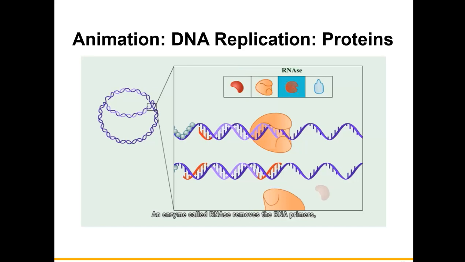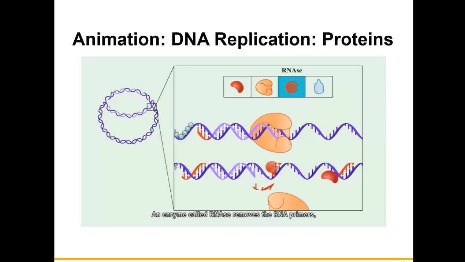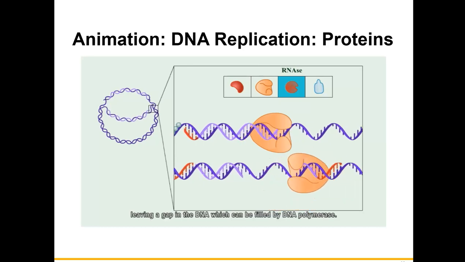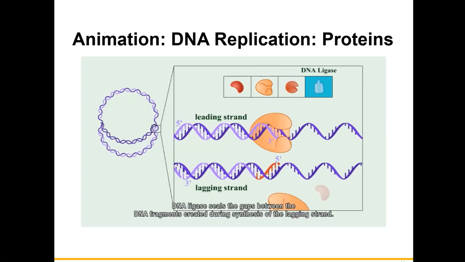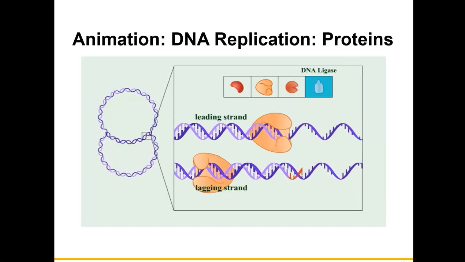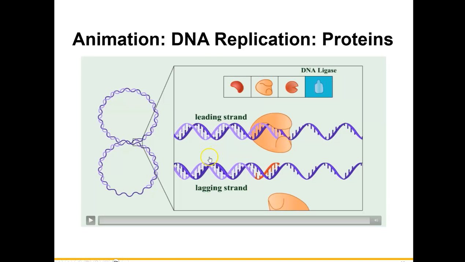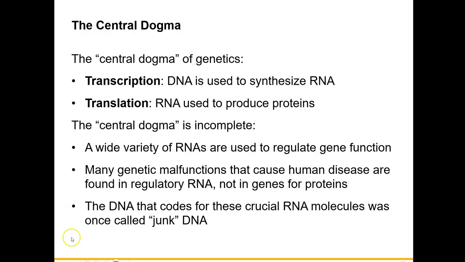An enzyme called RNase removes the RNA primers, leaving a gap in the DNA which can be filled by DNA polymerase. DNA ligase seals the gaps between the DNA fragments created during synthesis of the lagging strand. Okay, so that's showing the leading and lagging strand.